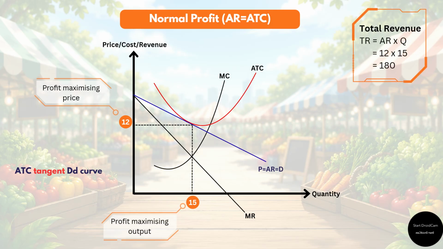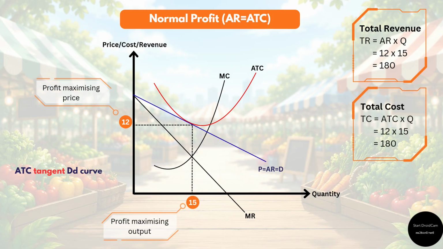Total revenue is 12 multiplied by 15, giving us 180. Total cost is also 12 multiplied by 15, which equals 180. So, profit equals 180 minus 180. The answer is zero economic profit. This is called normal profit. Remember, normal profit does not mean the business earns nothing. It actually means that total revenue is just sufficient to cover all economic costs, including normal profit.